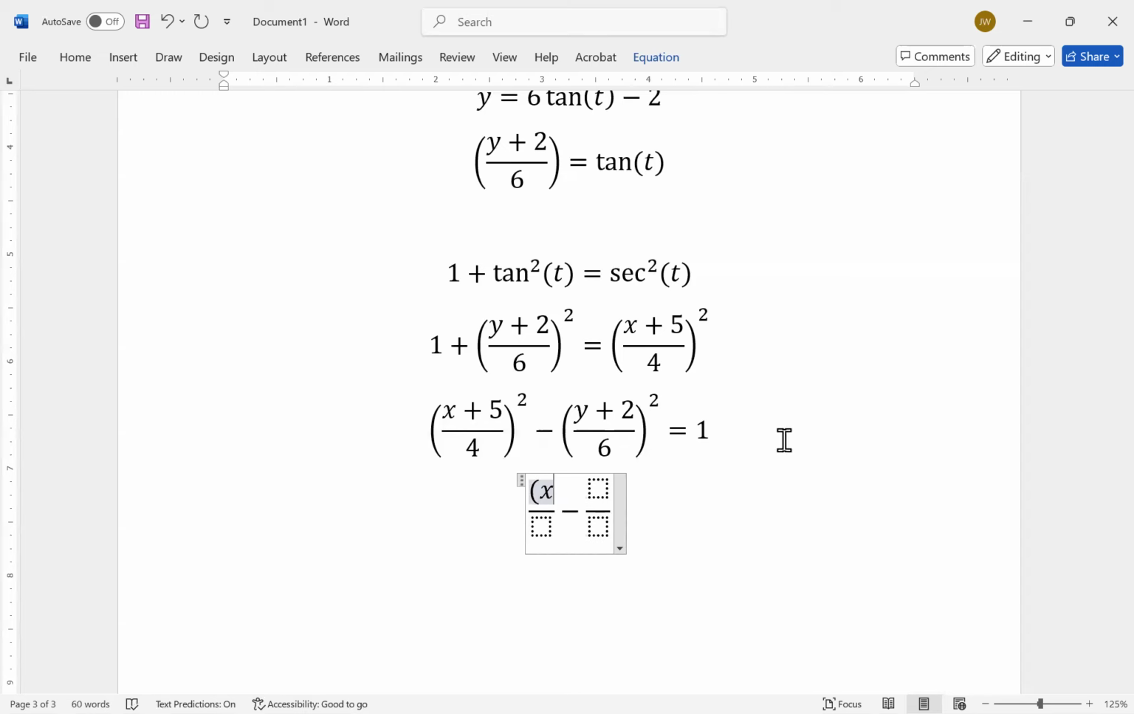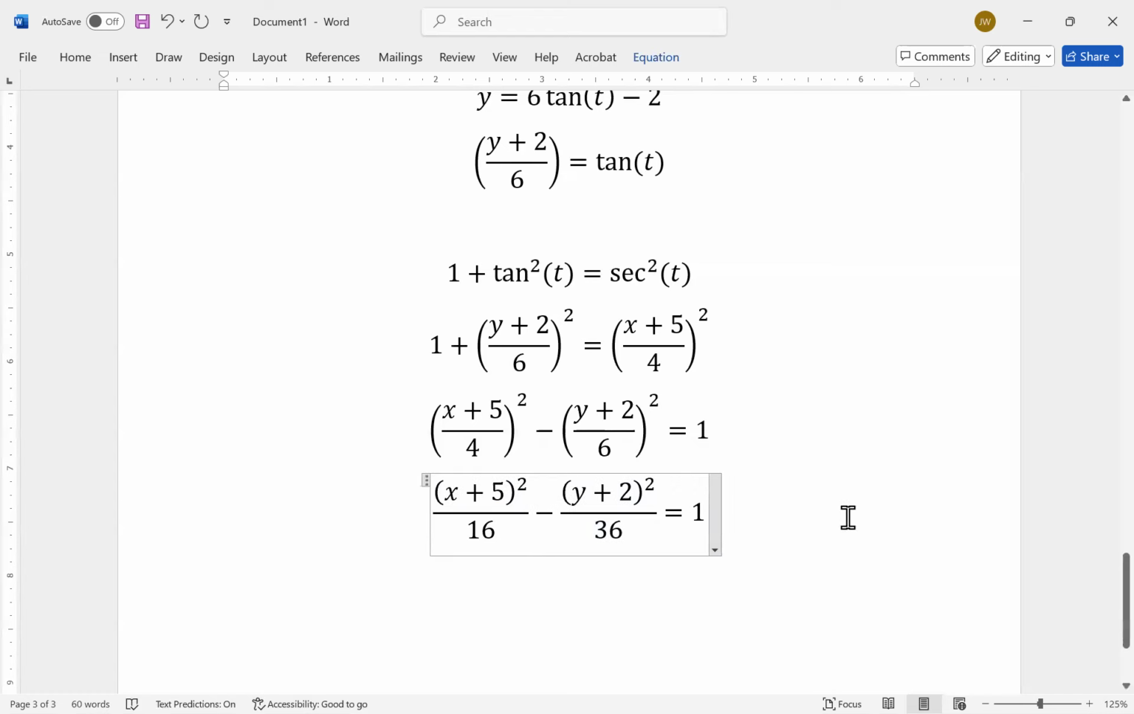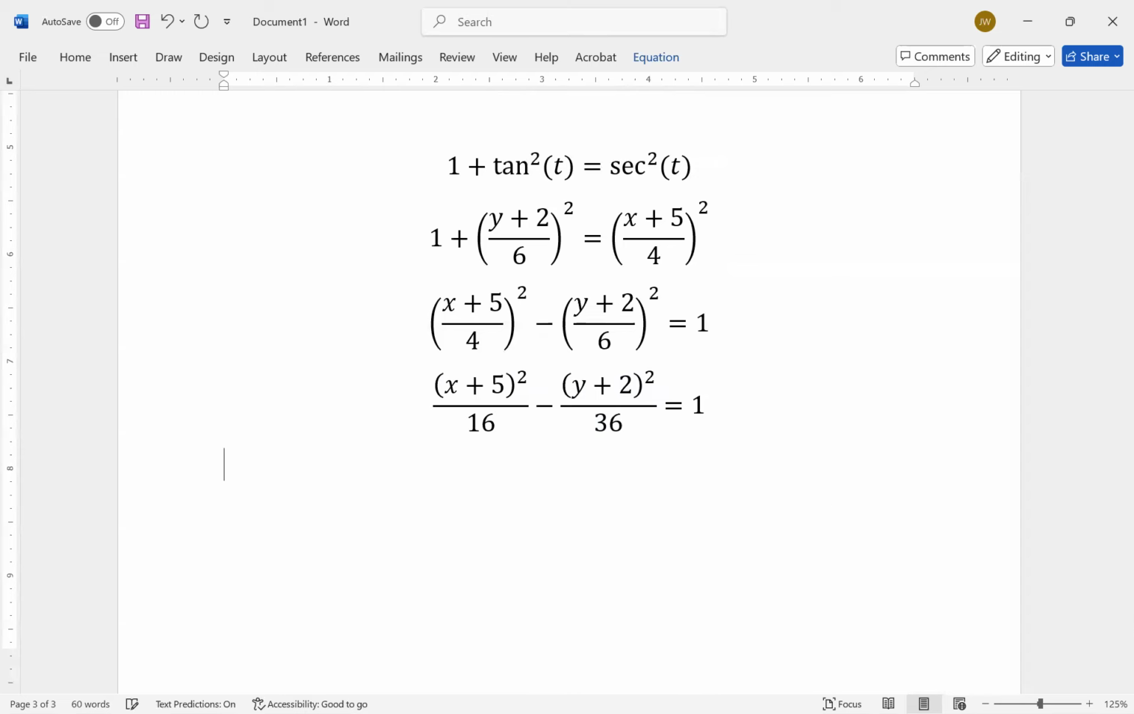We got (x plus 5) quantity squared divided by 16 minus (y plus 2) quantity squared divided by 36 is equal to 1. That is the standard version of a hyperbola.